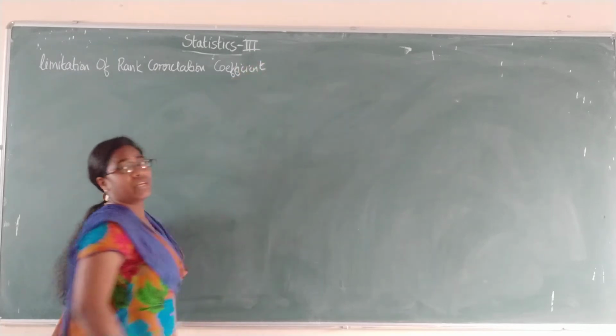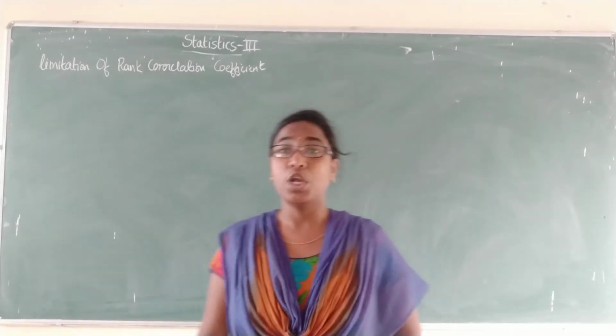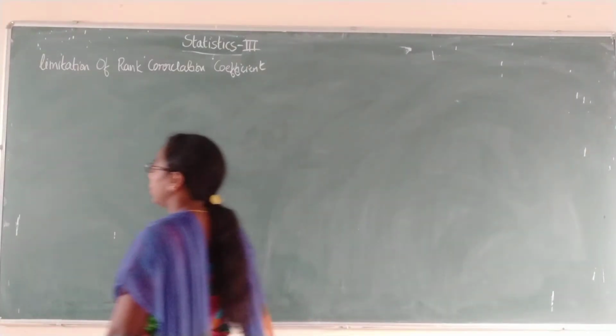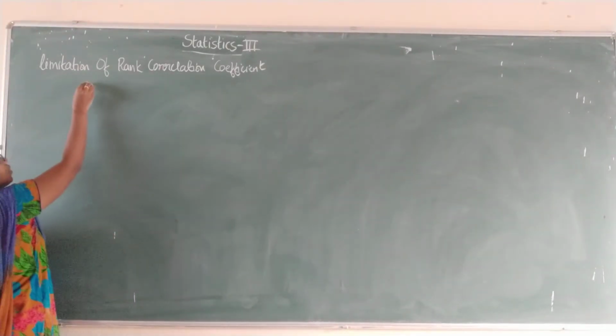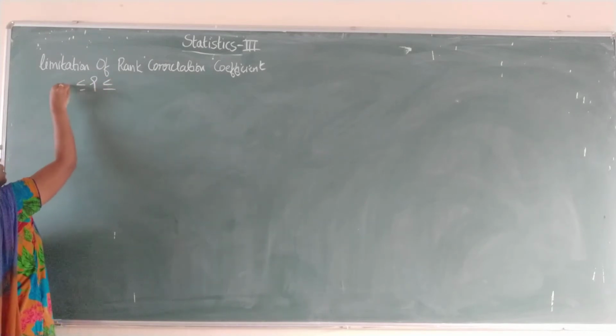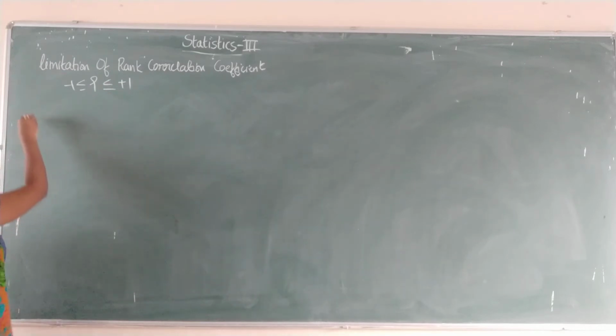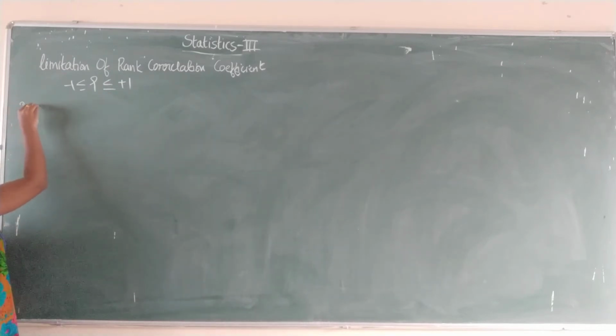The general correlation coefficient lies between -1 and +1. Similarly, the rank correlation coefficient, which is denoted with rho, also lies between -1 and +1. Now we are going to prove it.